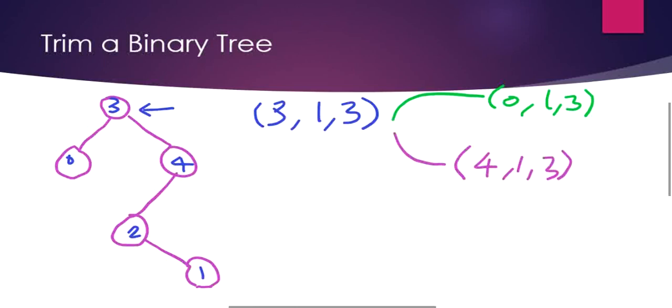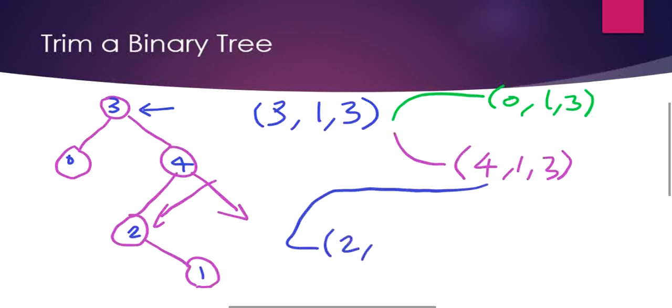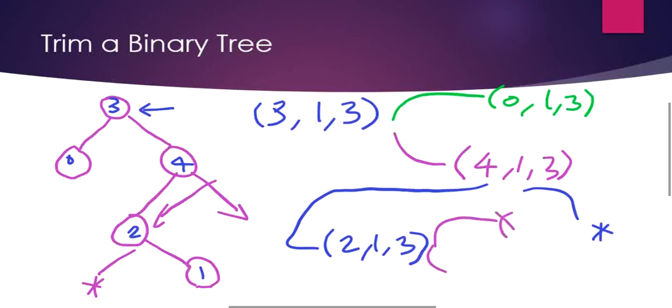Again from 4 we are going to traverse its left child and right child. So in this case from 4 it is going to call 2, 1, 3 and there is no right child. Again from 2, 1, 3 it is traversing whether any left child are there. No, it doesn't have any left child. So moving on to its right child, it is going to call, there is no left child and right child is going to call 1, 1, 3.